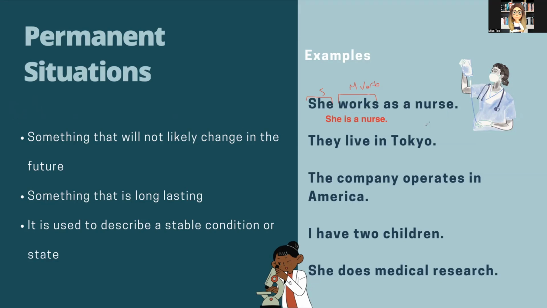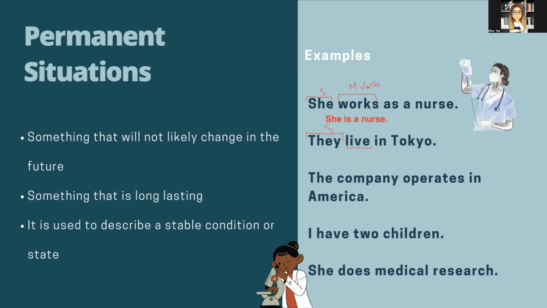They live in Tokyo. Again, our subject, they, is plural, so we are going to keep it in the base form of the verb. And here is the more information here. The company operates in America. The company, the subject, operates, is in the simple present form. The company is singular, so we're adding an S on this. It's a singular noun, so we put an S on the verb.